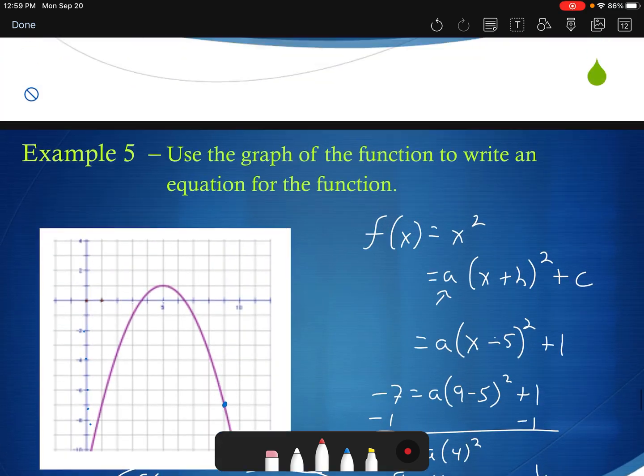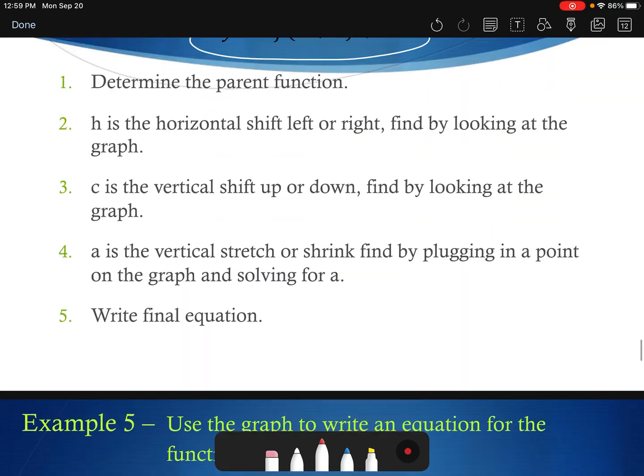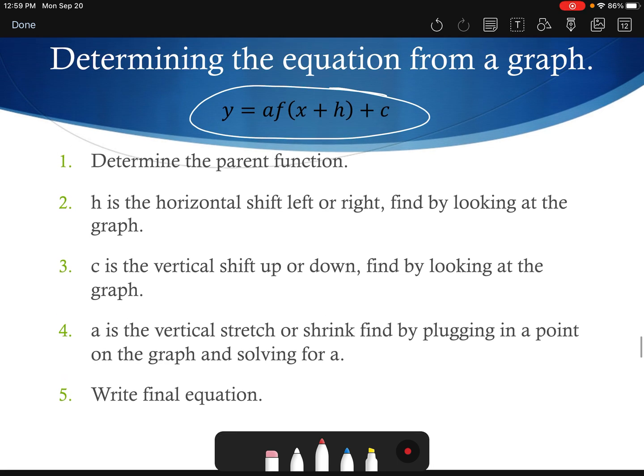Okay, now this last assignment is a worksheet over looking at a graph and moving it or determining the equation.